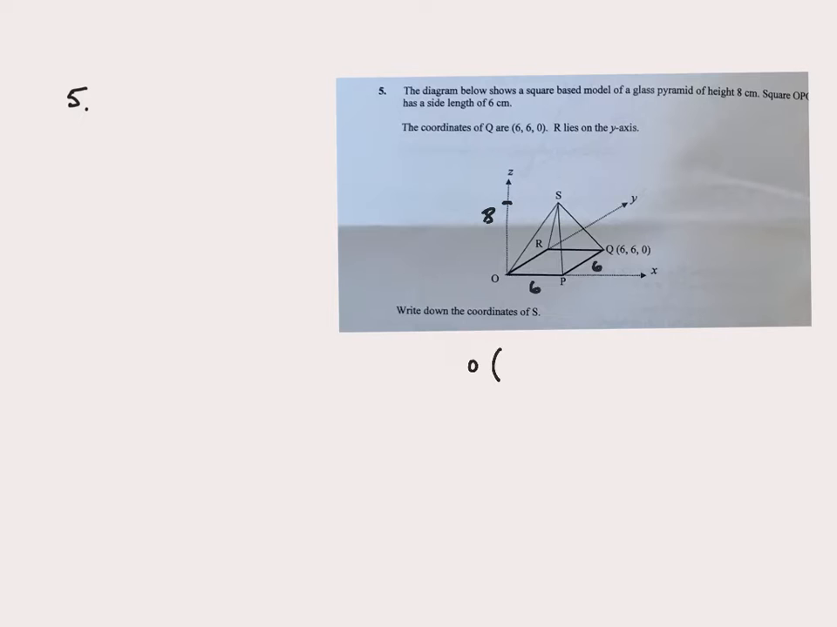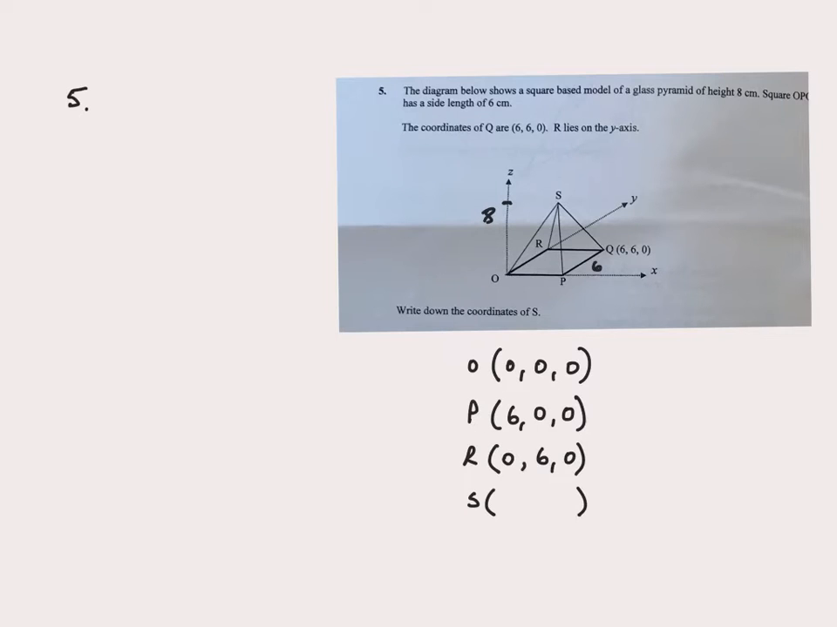So we know that the origin is 0, 0, 0. The point P, so that's 6 along in the x, 0 on the y, and 0 on the z. We already know about Q. Then we've got the point R. Now that's 0 in the x, 6 in the y, and 0 in the z. The last thing we have to do then is to get the coordinates of S.